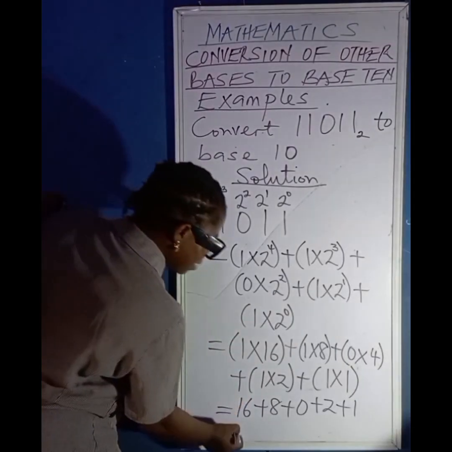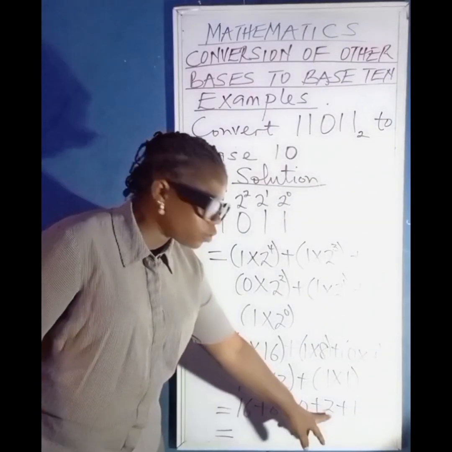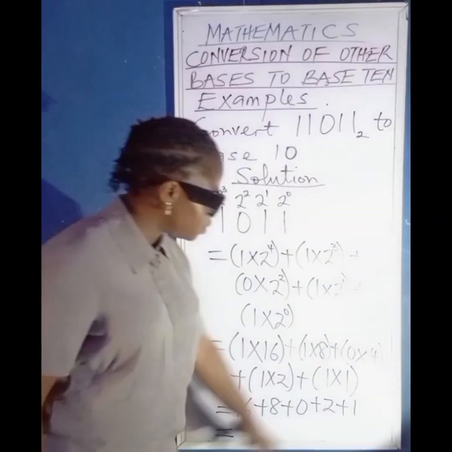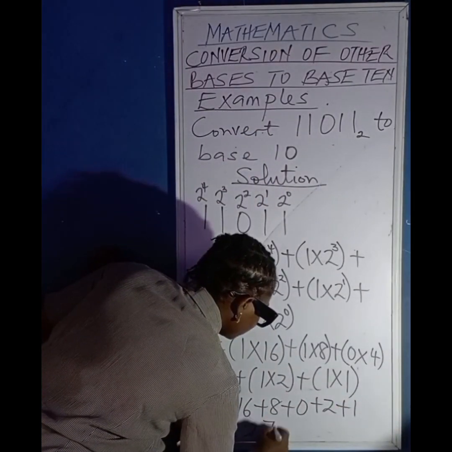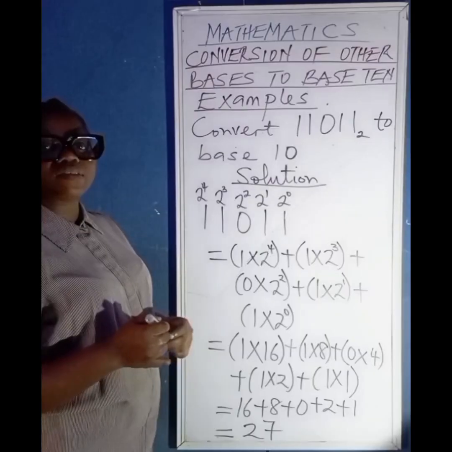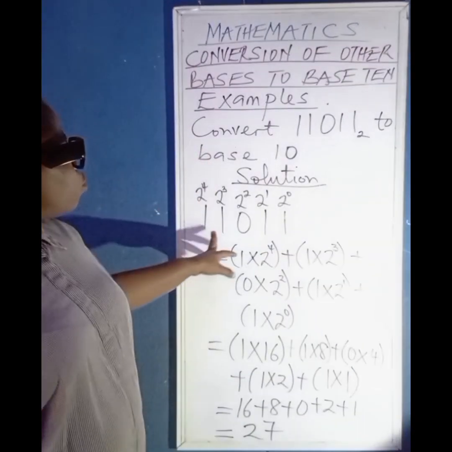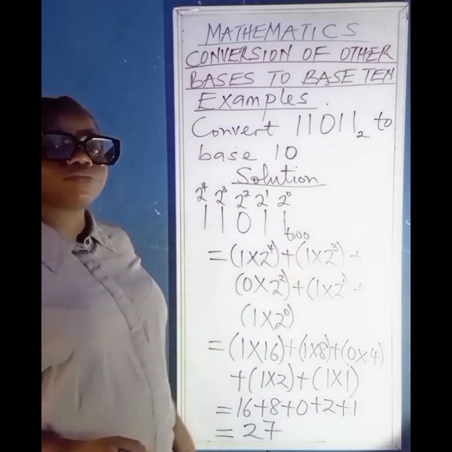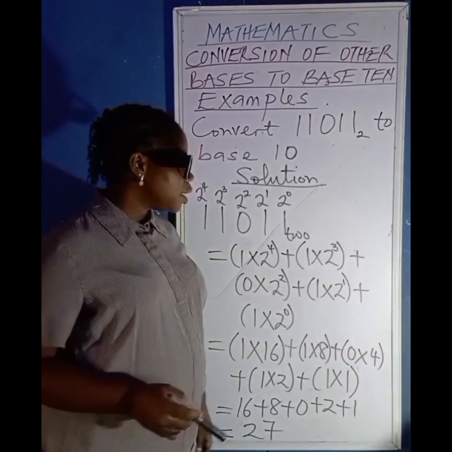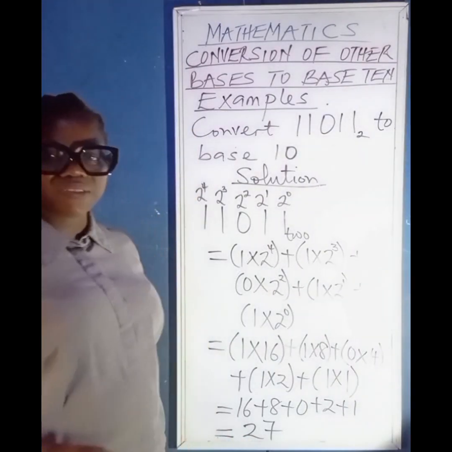By the time we add that up, we have 16 plus 8, 24. 24 plus 2, 26. 26 plus 1, 27. 27. 2 tens, 7 units, 27. That means 11011 in base 2, in binary, is equivalent to 27 in base 10.